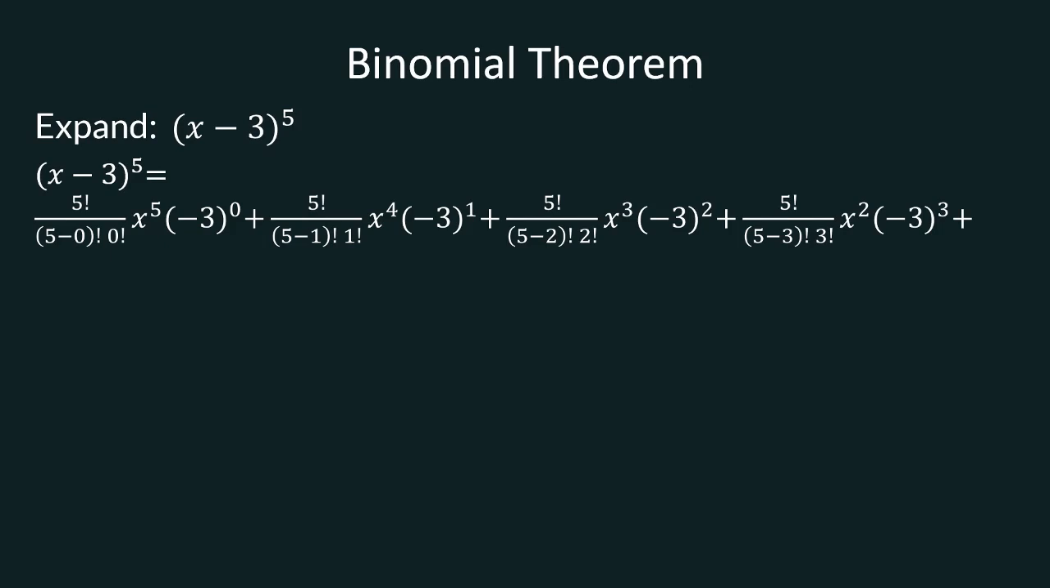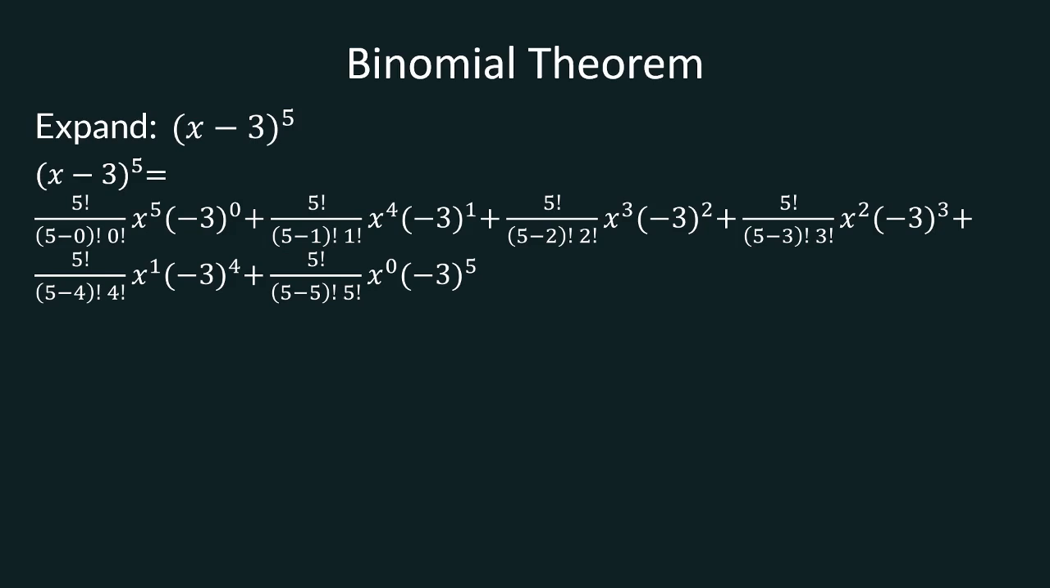Plus, the coefficient of the next term is 5 factorial divided by 5 minus 4 factorial times 4 factorial, and the power of x reduces to 1, and negative 3's power increases to 4. Now in the last term, the coefficient is 5 factorial divided by 5 minus 5 factorial times 5 factorial. The power of x reduces from 1 to 0, and negative 3 increases from 4 to 5.